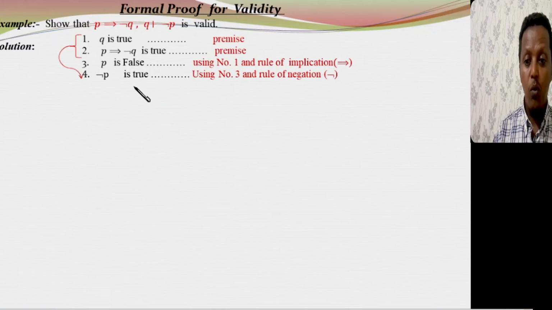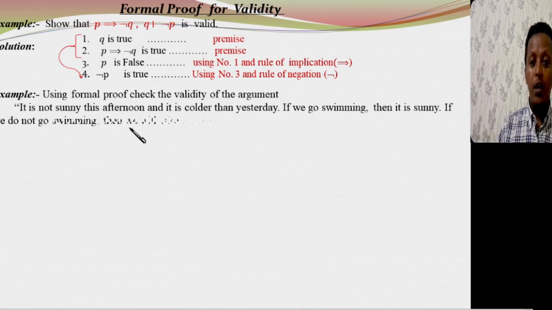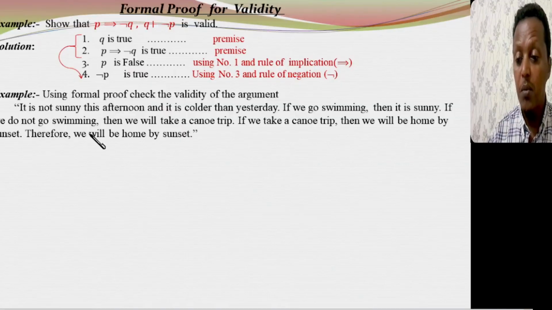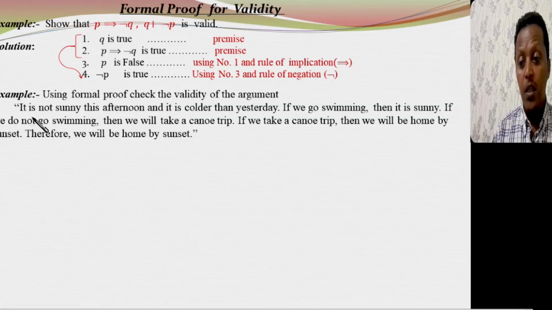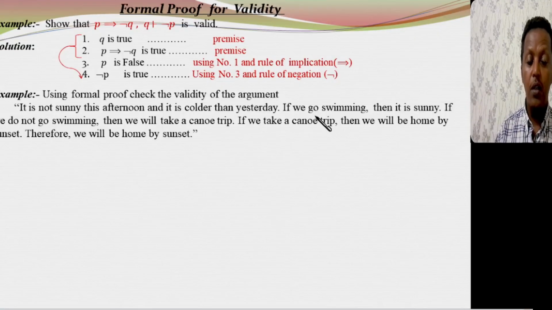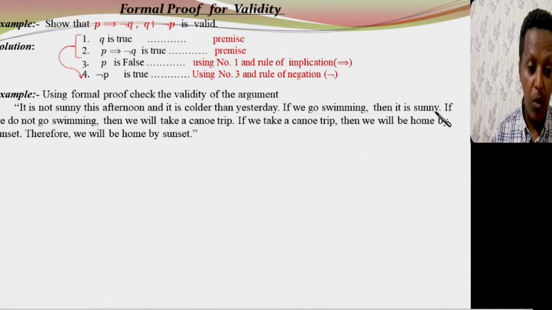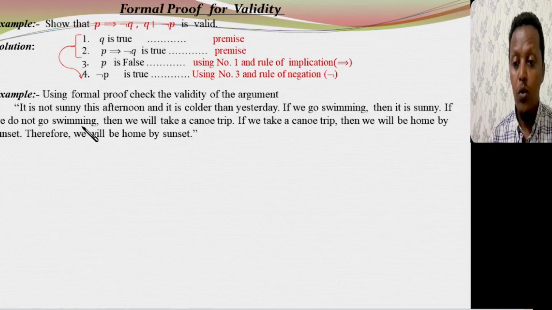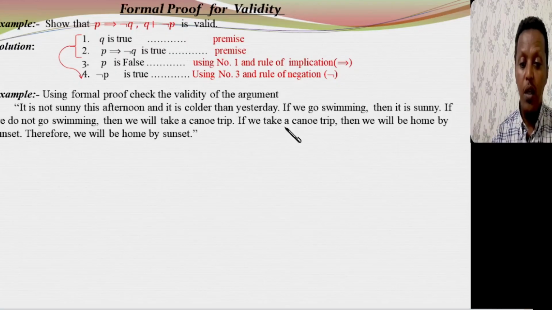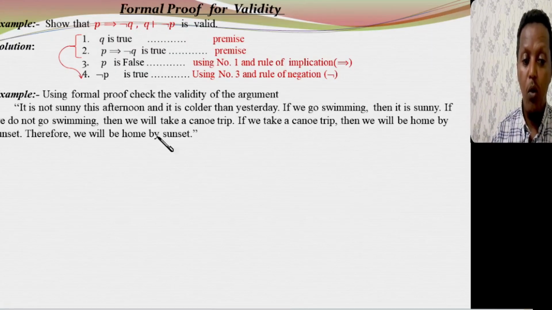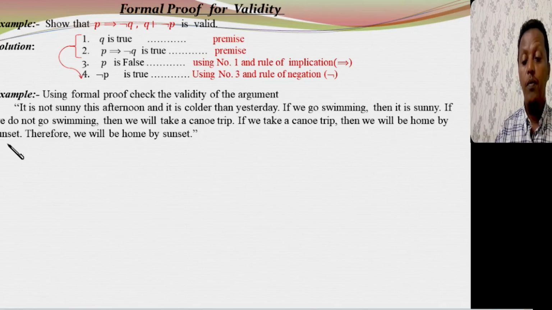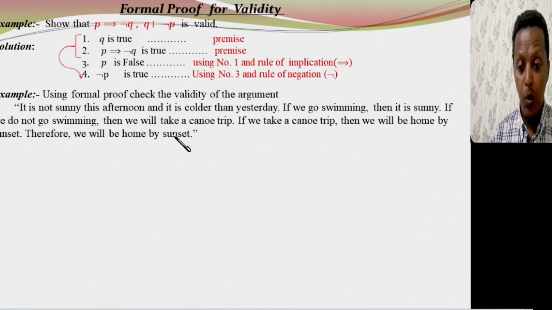Now let's add one more. Let's take an argument based on verbal statements. It says: it is not sunny this afternoon and it is colder than yesterday. That is the first premise. If we go swimming, then it is sunny, the second premise. If we don't go swimming, then we will take a canoe trip. This is the third. If we take a canoe trip, then we'll be home by sunset. And therefore, we will be home by sunset.